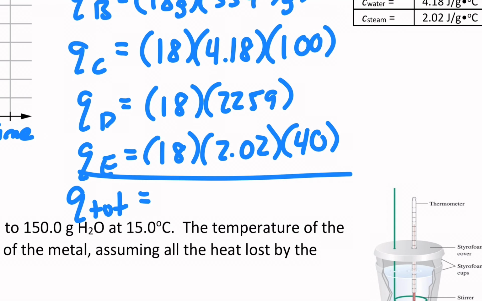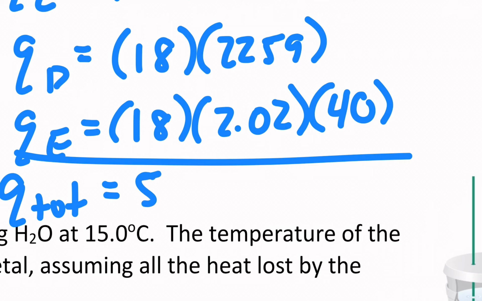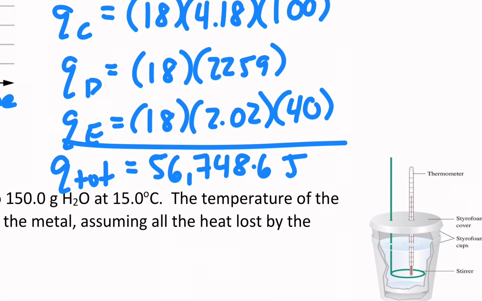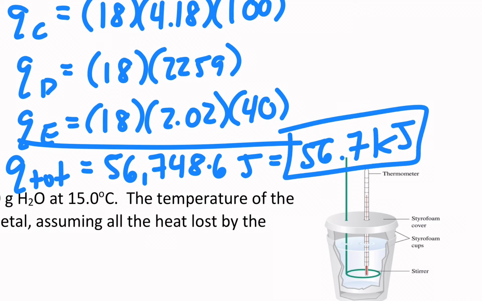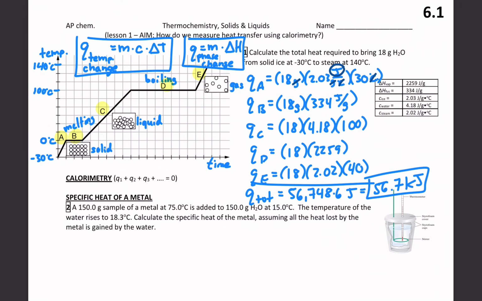It should be 56,748.6 joules if I don't round anything. I'm going to round that and convert to kilojoules because it's such a big number. You get 56.7 kilojoules. So that's just to show that they add together, and that's how we use those two equations. Now, why do we care about this for a chemistry class?